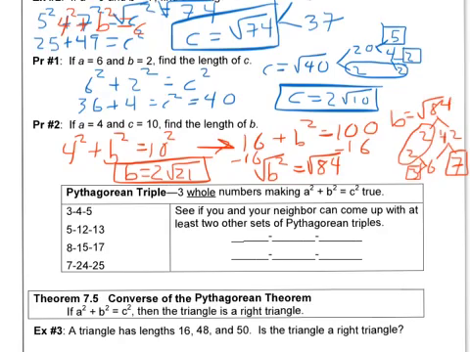So they just always work. All right. So here's some over here on the side. 3, 4, 5. 3 squared is 9 plus 4 squared is 16. So 9 plus 16 is 25. What do you know? That's the same thing as 5 squared.